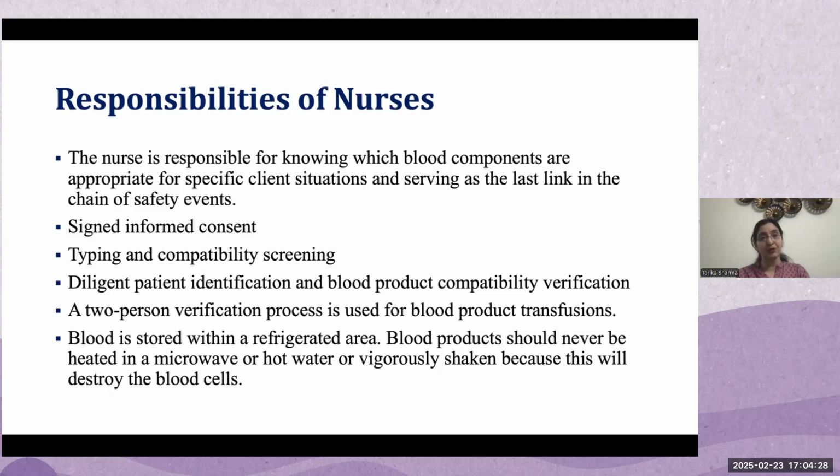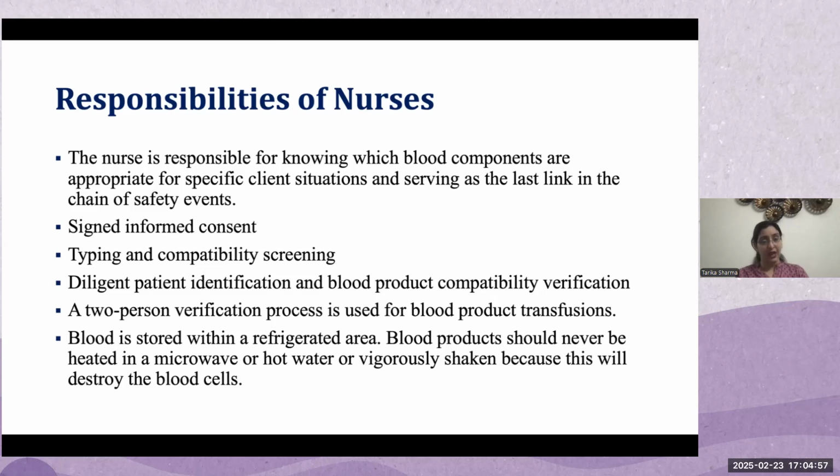So the responsibility of the nurse in administration of blood and products will include that the nurses should know which blood component is appropriate for a specific client situation. Like we talked about ROTEM and TEG, we talked about different components of the blood. So nurses should have this information: if my patient requires cryoprecipitate, or FFP, or whole blood, you should know those indications.